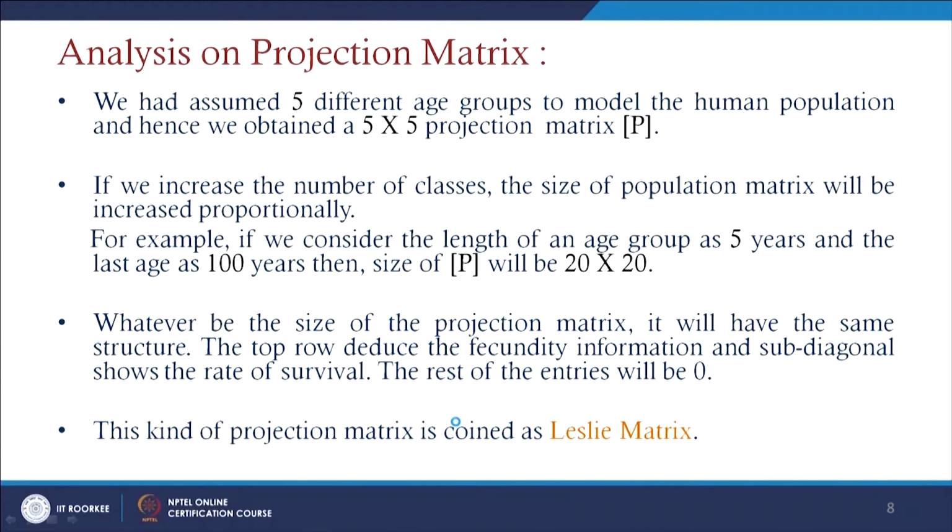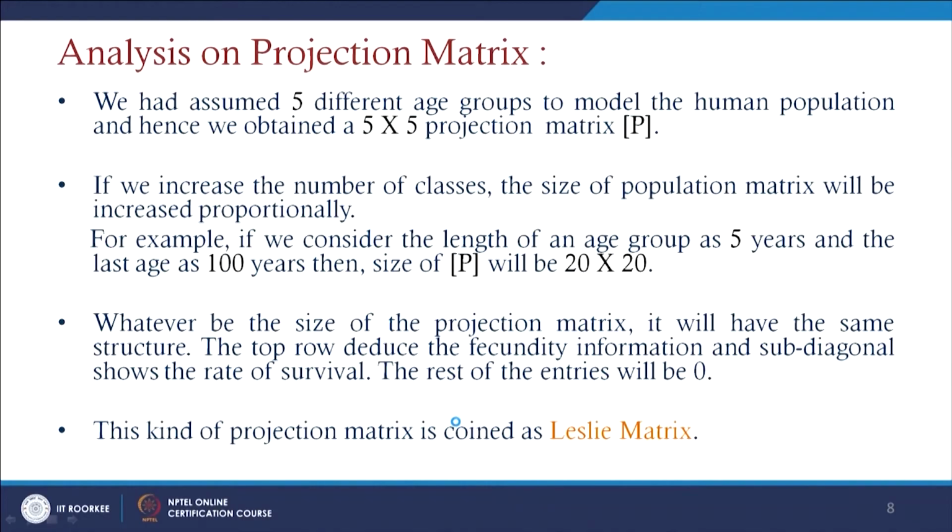since sometimes populations differ. If we are going for humans it is one thing, but for other creatures, the age group differences can be very distinct in terms of reproduction. So, in that case we have to subdivide these age groups into very small sections. And if the length of an age group is 5 years and the last age is, suppose, 100 years, then the size of U will be 20 by 20 here.